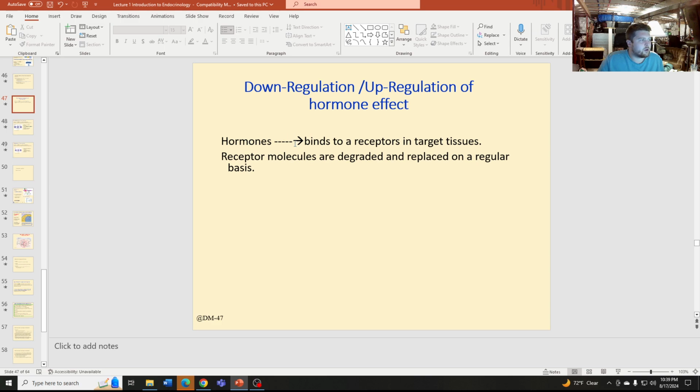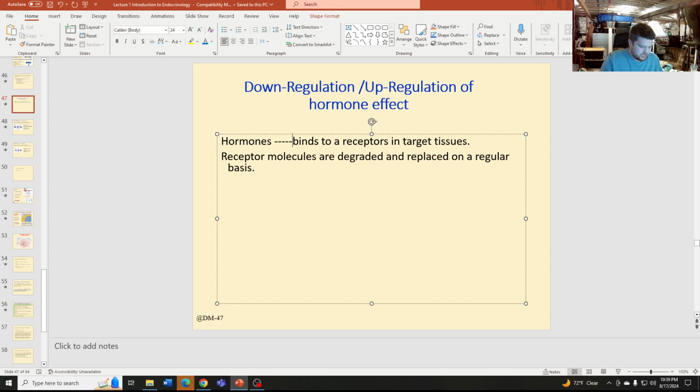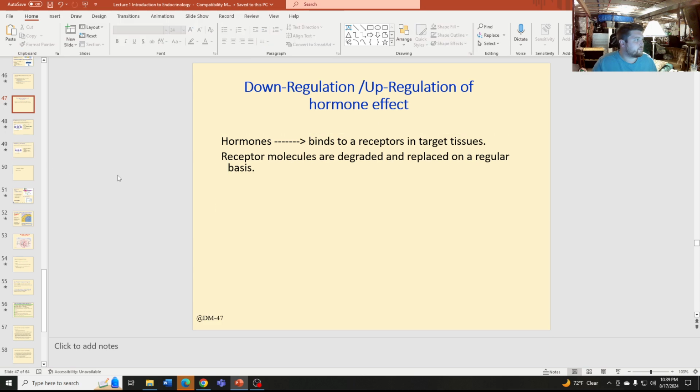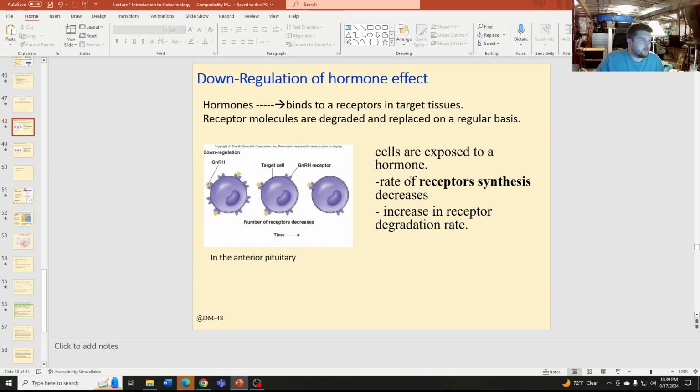Yeah, so when hormones bind to a receptor in the target tissue, the receptor molecules are degraded and replaced on a regular basis. Downregulation: because when they're binding constantly, the receptors themselves get broken down. If you're binding constantly to them, you have fewer receptors. It takes longer to build them, or it takes more effort to constantly be rebuilding them, so your body isn't able to keep up.